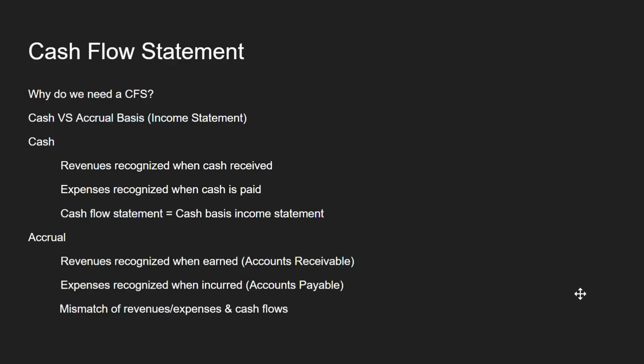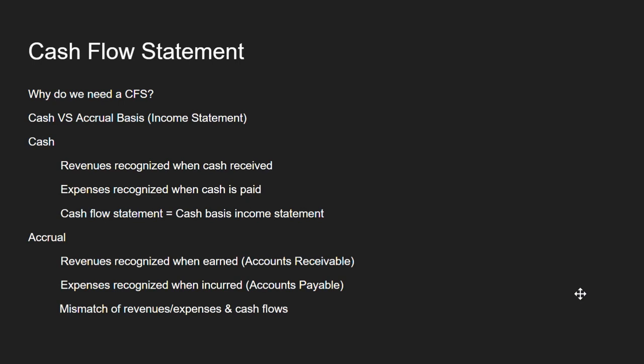But why do we need a statement of cash flows? Well, it comes down to the income statement and the two different bases of accounting. When we're using the cash basis, revenues are recognized when the cash is received. So you book that revenue immediately, even if you haven't delivered the product or service. Similarly, with expenses, they are recognized when paid. So if you pay for 2 years worth of insurance, you would book the entire amount in the current year, even though it covers 2 years.